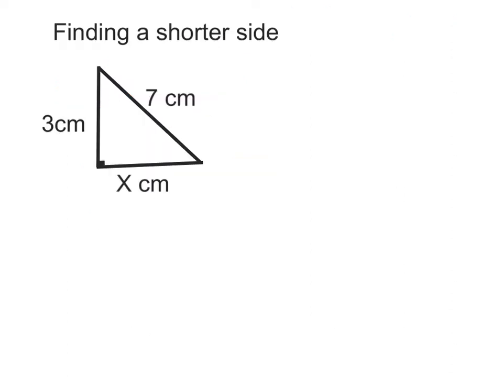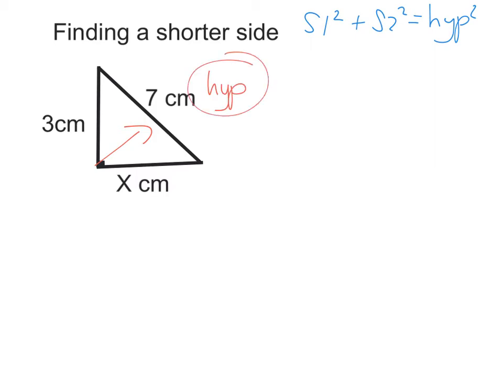Okay, this next example is finding a shorter side. Now we still use the same formula for this. Side 1 squared plus side 2 squared equals the hypotenuse squared. This time when you label, you'll see that you actually know what the hypotenuse is. So previously we were finding the hypotenuse, this time we are finding the shorter side. Now we've got to label then our side 1 and side 2.